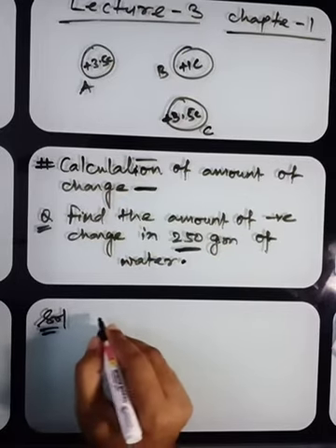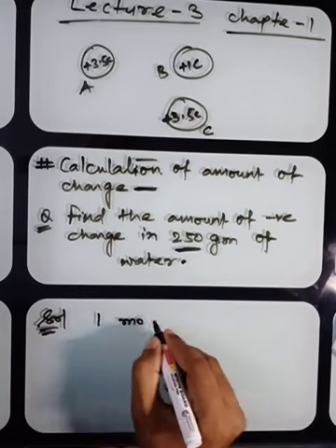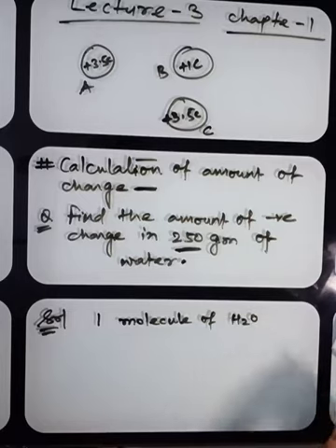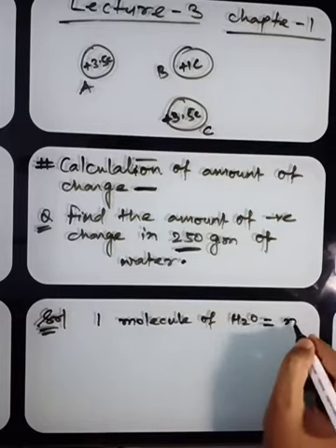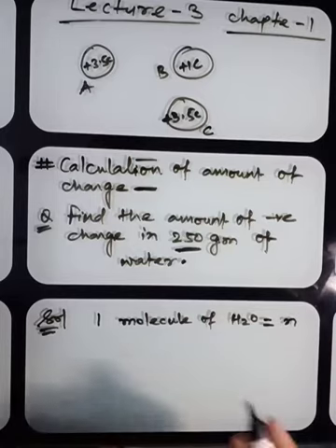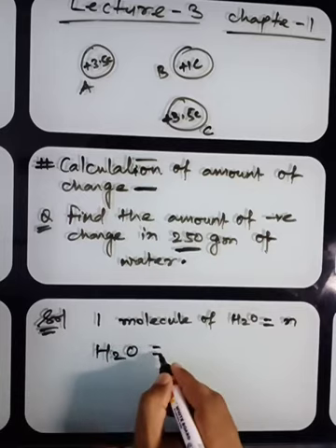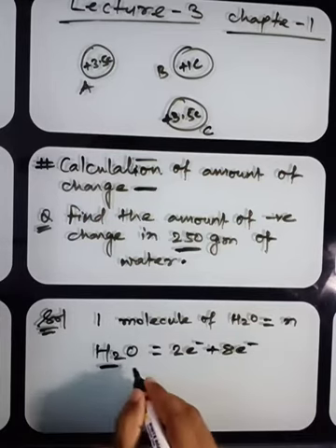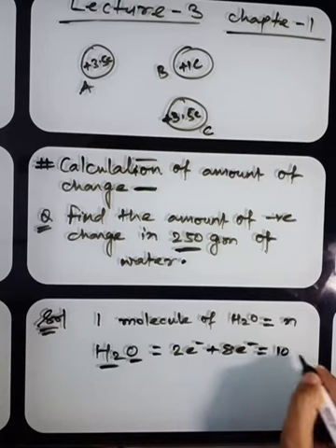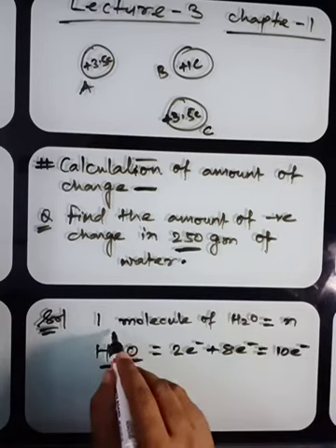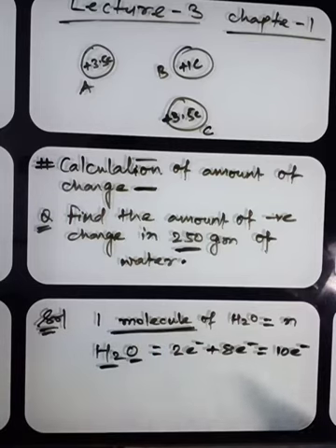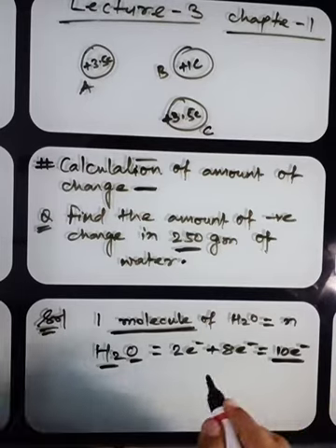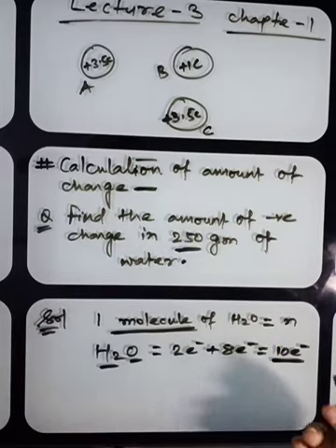In one molecule of water, how many electrons are there? Number of electrons. So it is H2O. It is 2 electrons of hydrogen and 8 electrons of oxygen. So we have a total of 10 electrons in one molecule. Now we have to find how many molecules are there in 250 gram of water.